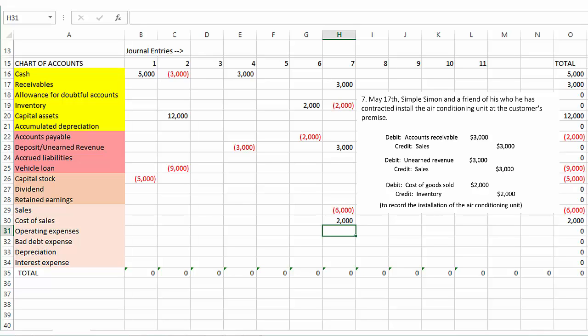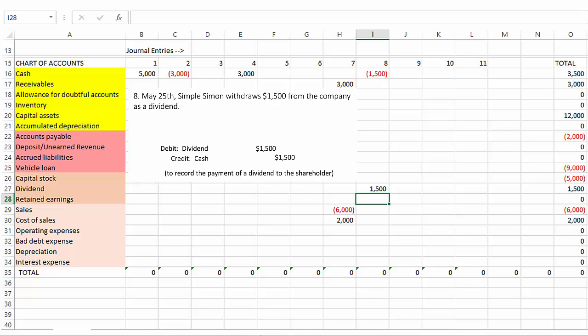Our seventh journal entry was a big one, to record the sale of the air conditioning unit. You could post these as three separate two-line journal entries or combine them into one big journal entry. Notice that I've taken the two $3,000 credits to sales and added them together and posted it as one $6,000 credit amount. In simple math, you can do this, and accounting uses a lot of simple math like this, so shortcuts can be taken.